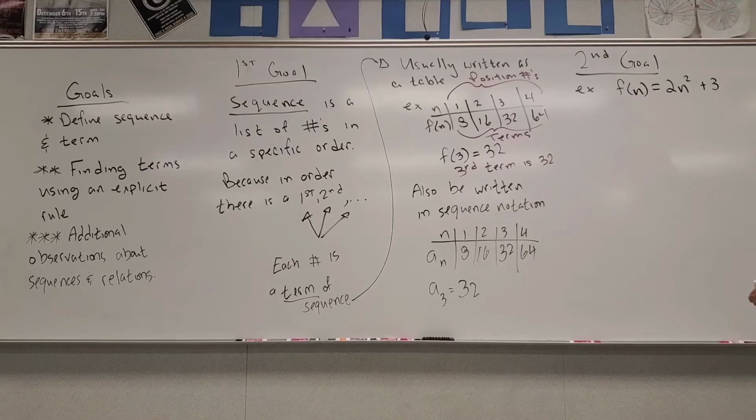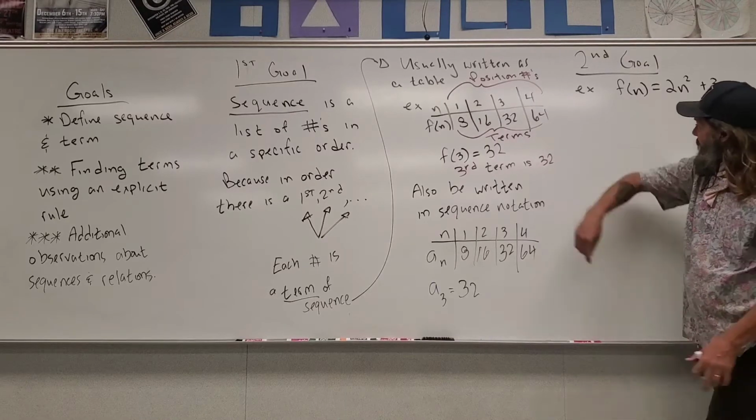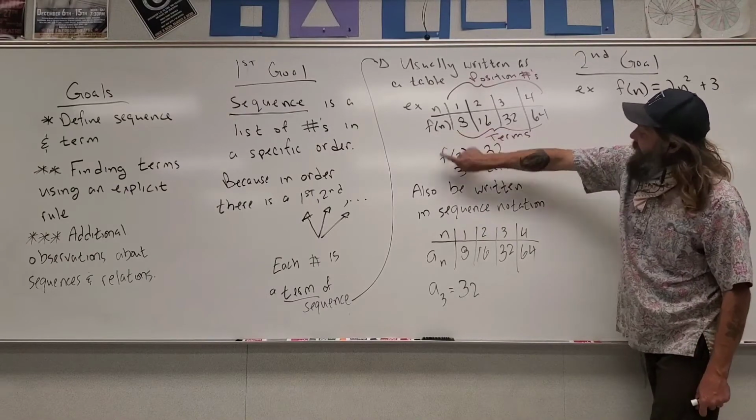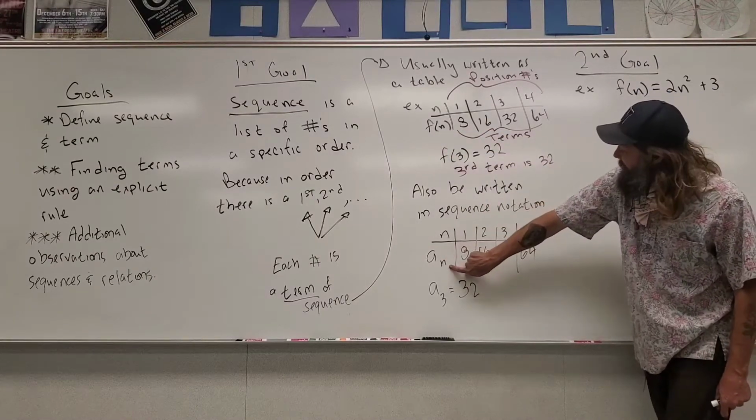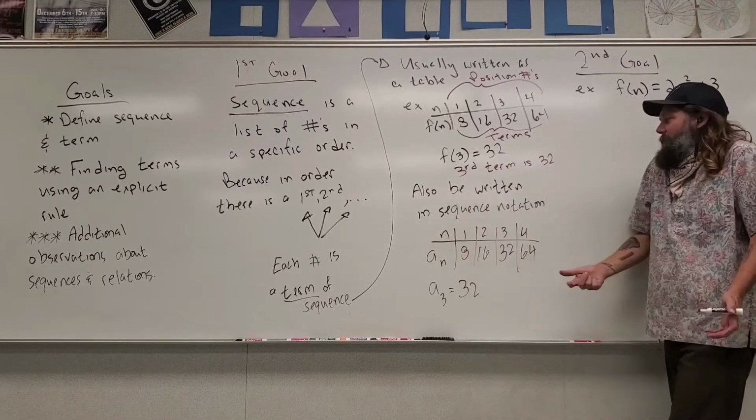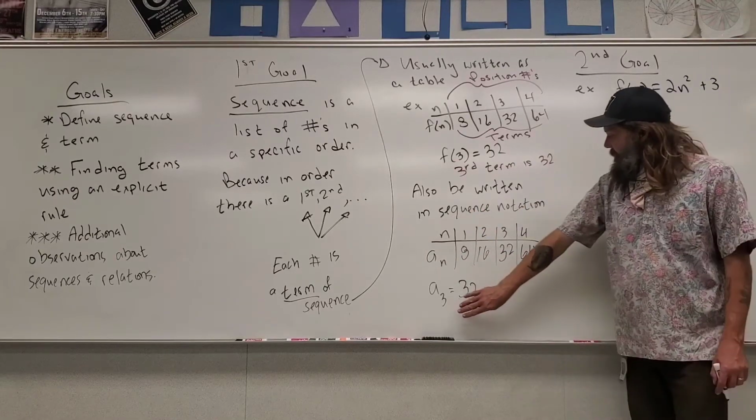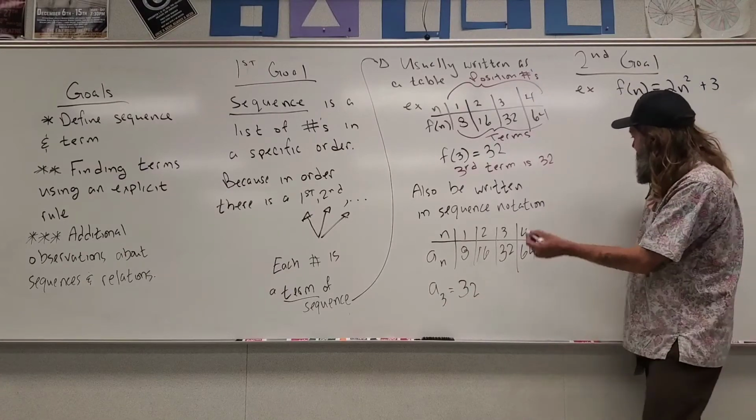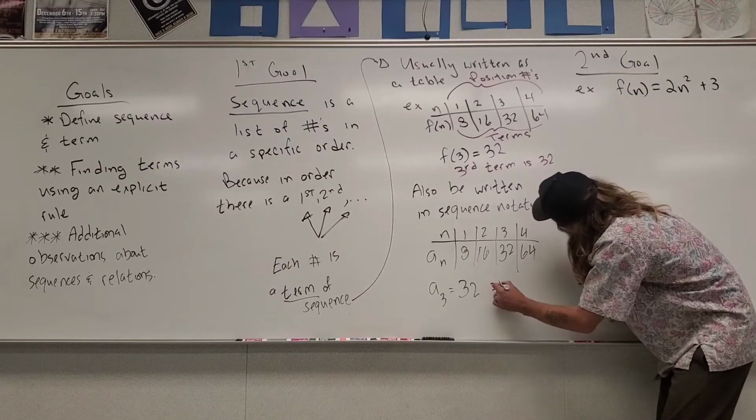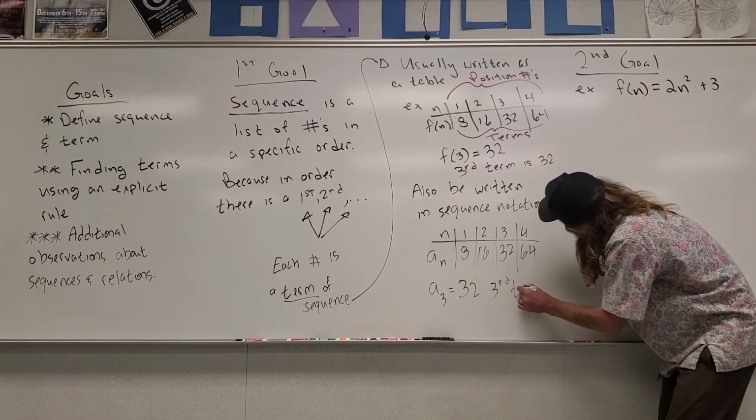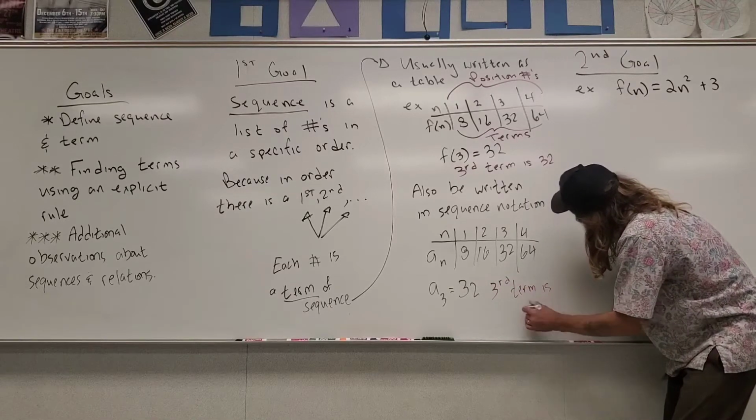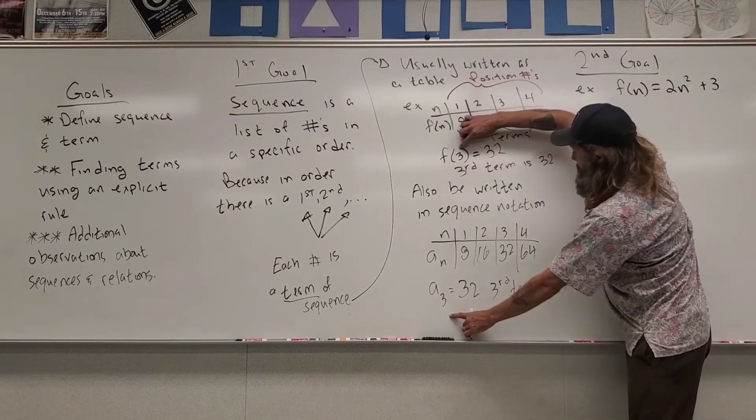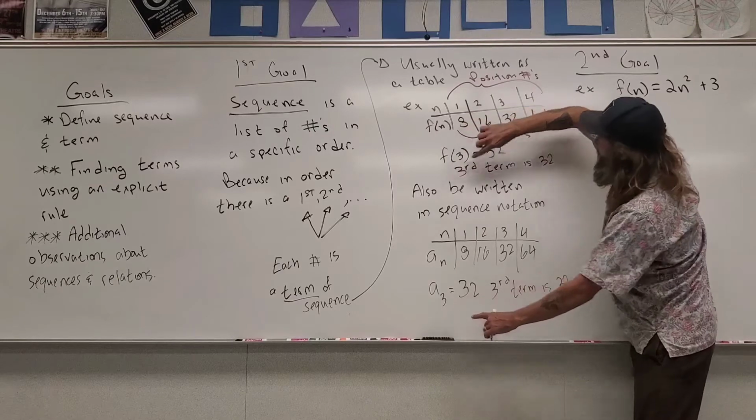sequences can also be written in sequence notation. So again, I have an N, this is my position number, but instead of saying F of N, I say A sub N, sub being subscript. They're really interchangeable. I'm saying the same thing right here. I'm saying that the third term is equal to 32. Right? So this is the exact same thing. The third term is 32. So again, these are my position numbers. This is the term value at that position number.